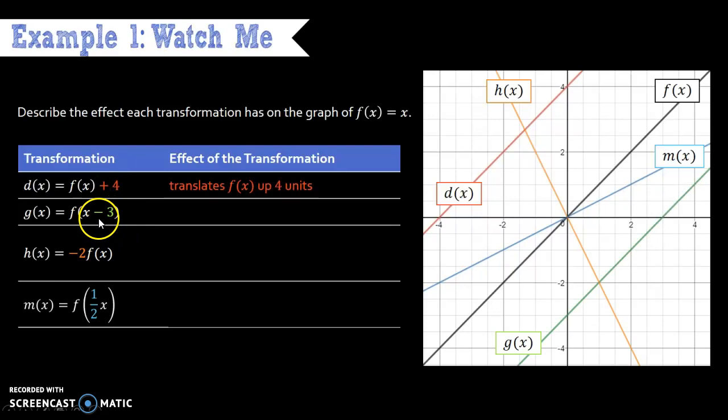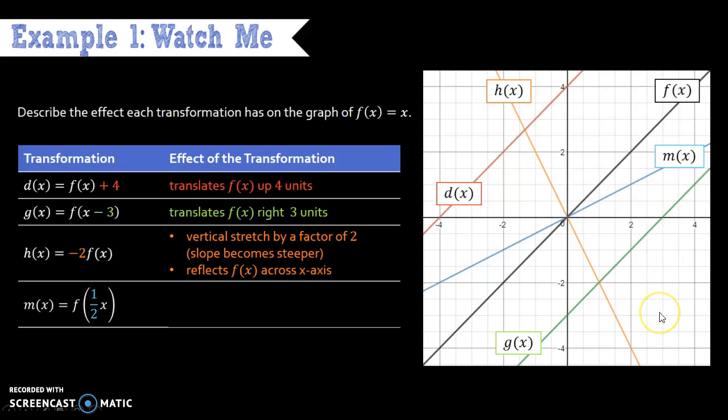This type of equation, minus 3, but it's inside the parentheses, you can see that we are shifting our graph to the right 3 units. So I took my black graph and I pushed it this way. I pushed it to the right 3 spaces to get to this green location right here.